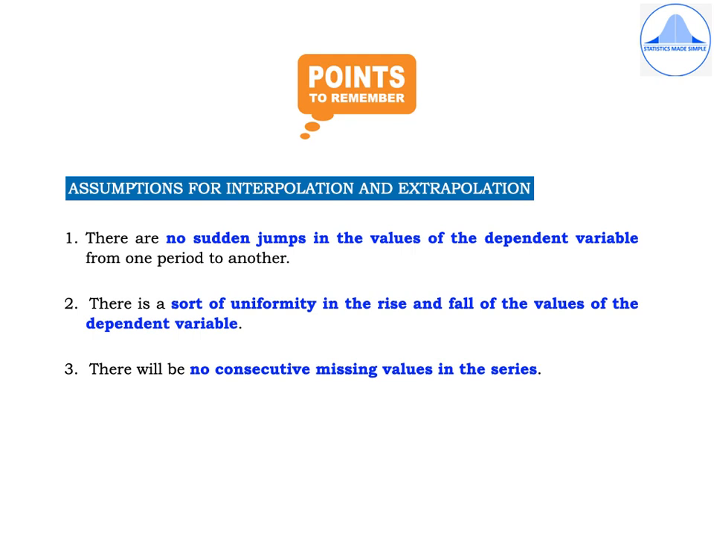Assumptions for interpolation and extrapolation again is an important two-marker. The first point is there are no sudden jumps in the values of the dependent variable from one period to another. Second, there is a sort of uniformity in the rise and fall of the values of the dependent variable. Third, there will be no consecutive missing values in the series. When we solve problems on interpolation and extrapolation, you will be able to identify these assumptions.